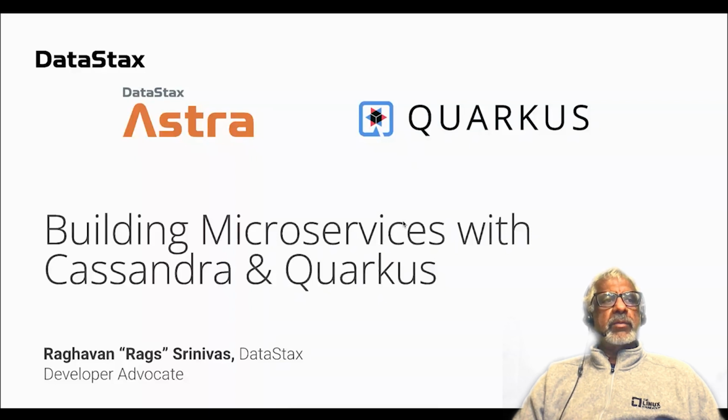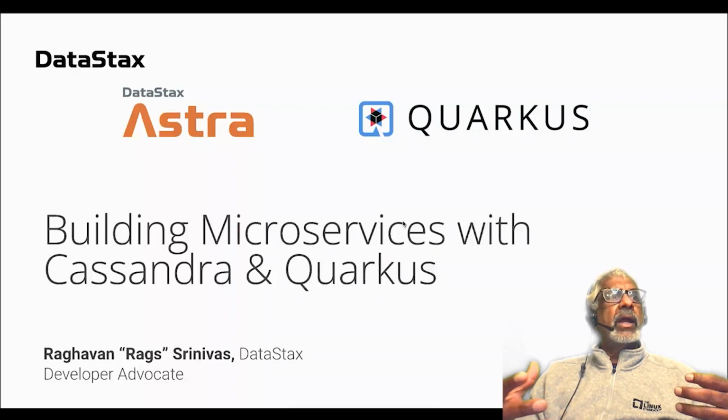In the words of the famous programmer Nicholas Wirth, programs equal algorithms plus data structures. And in a world where speed matters, Quarkus is about a reactive platform, and Cassandra is really about responsive data. And used together, it's a great combination for microservices.